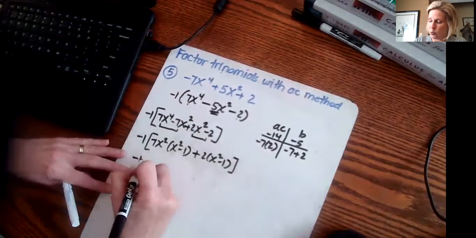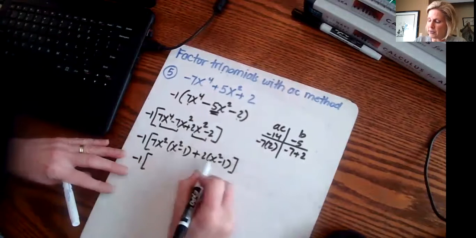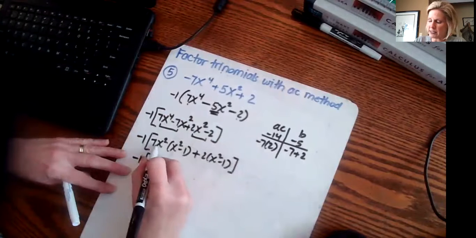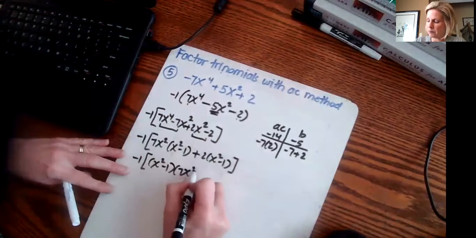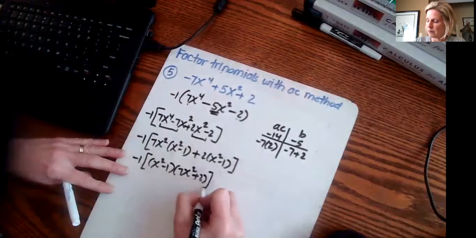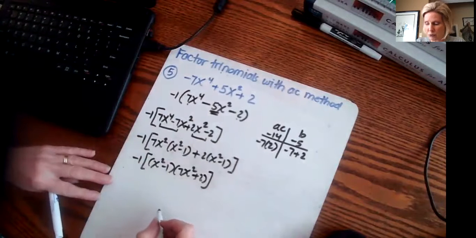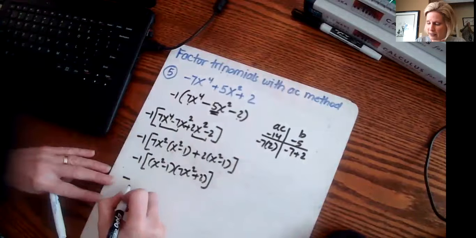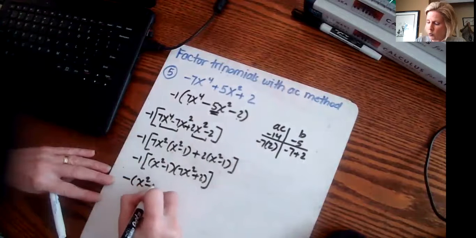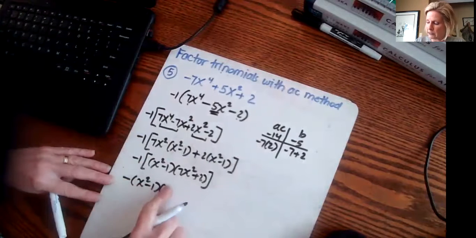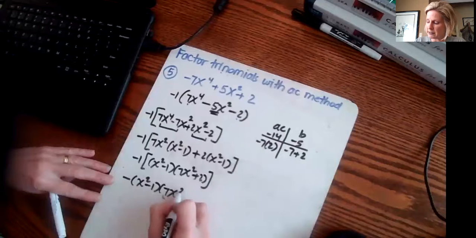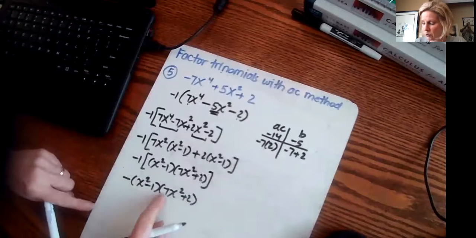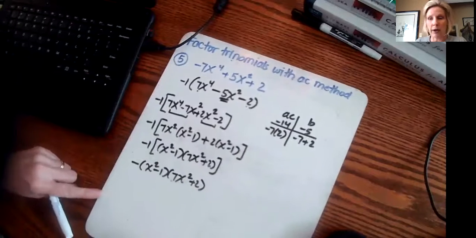So I've got -1. On the inside, I have x squared minus 1 times 7x squared plus 2. You're allowed to do a few things. Number 1, you're allowed to say, instead of -1, just write negative. Don't worry about the brackets. If you don't want the brackets anymore, you don't have to have them. If you use the brackets, that's fine too. It's all good.